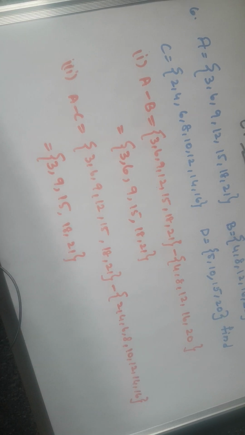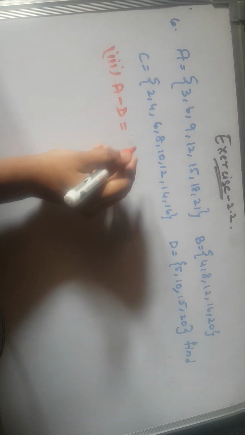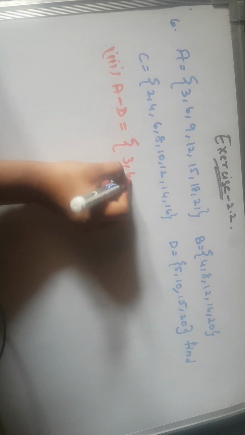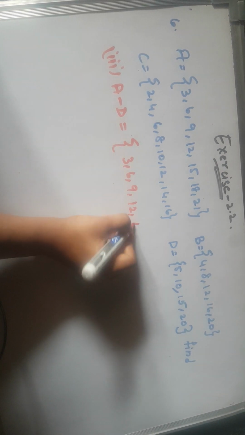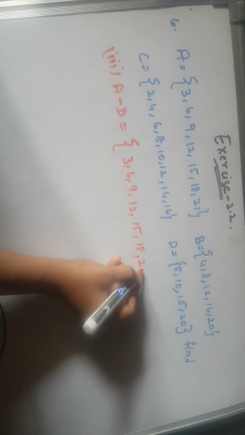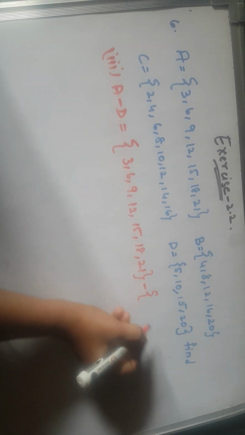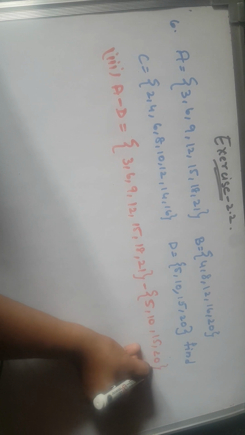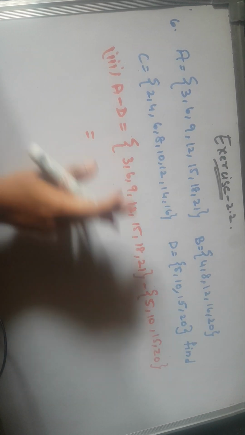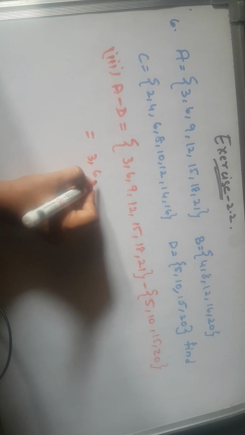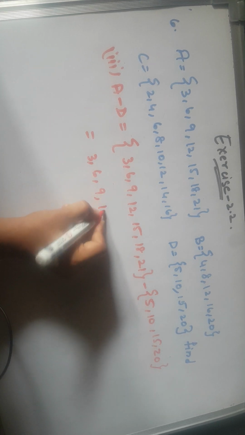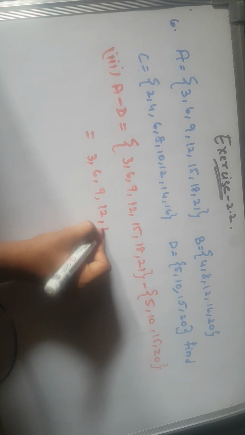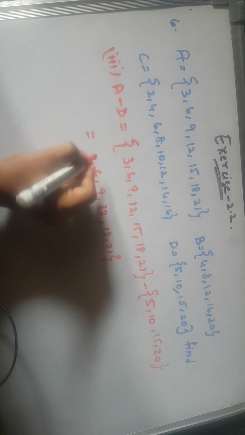Comes to the next question. Next we have to find A minus D. What is the value of A? 3, 6, 9, 12, 15, 18, 21. Minus D. What is the value of D? 5, 10, 15, 20. So what are the values we have to take? 3, 6, 9, 12, 15 is present, cancel it, 15, 18, 21.